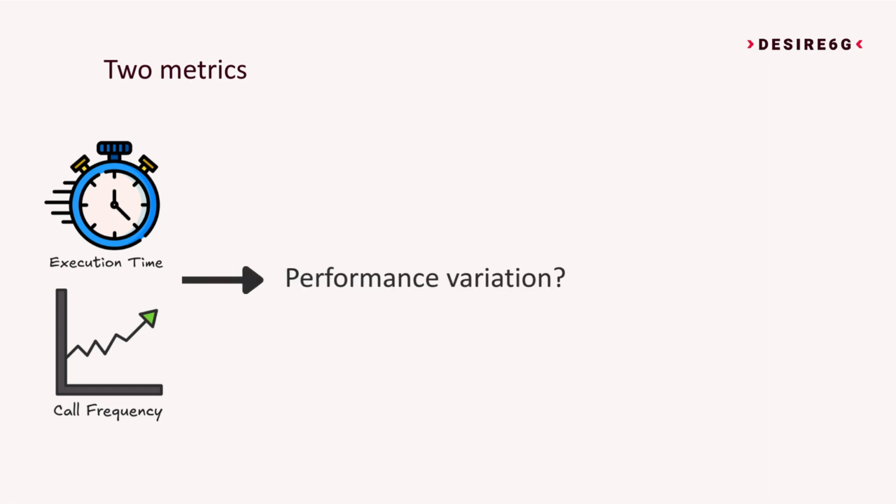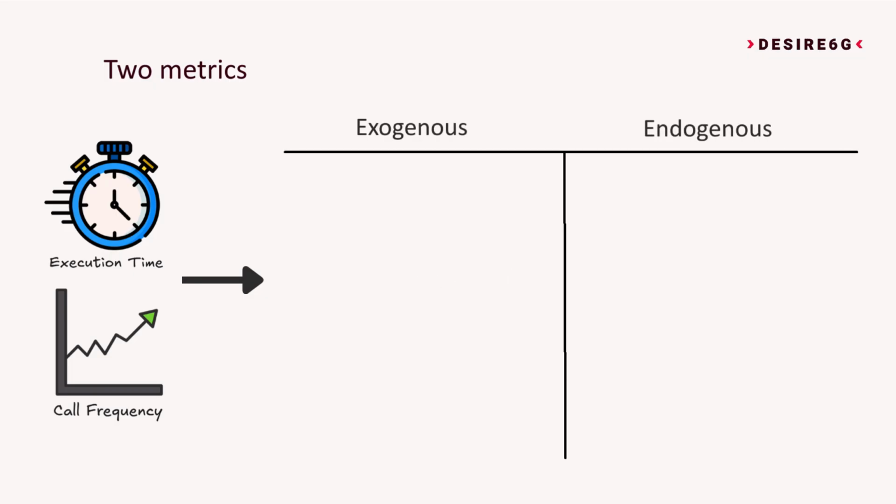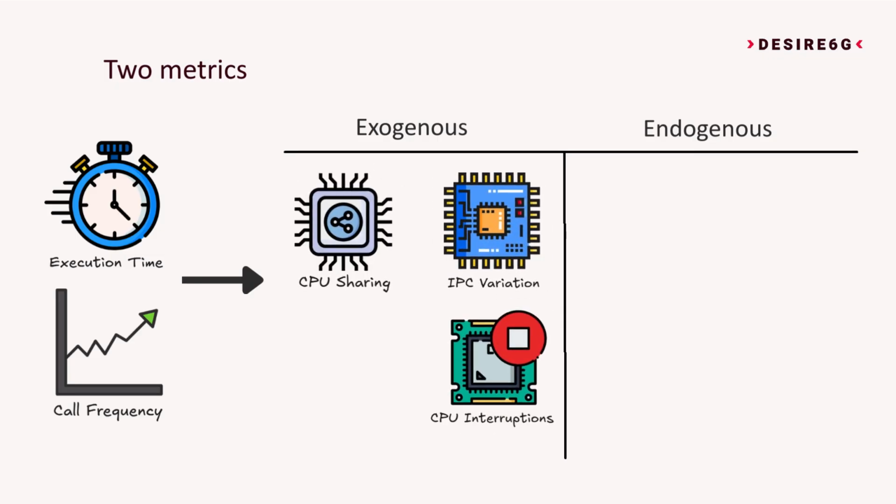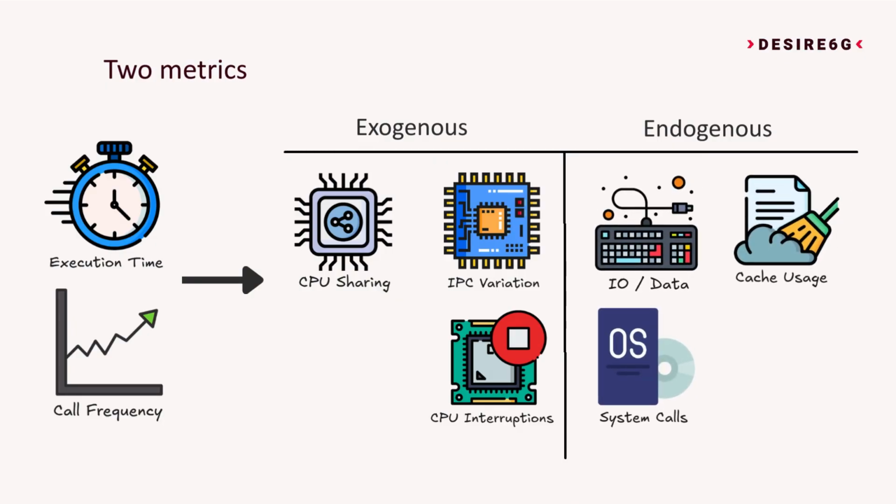Now, let's take a closer look at what can actually cause these values to change during a program execution. We can broadly categorize these influences into two groups. Exogenous factors are external to the program and depend on the execution environment. These include CPU sharing with other processes, variations in instructions per cycle, and CPU interruptions. Endogenous factors are internal to the program or come from its interaction with the operating system. These include I/O and data operations, cache usage, and system calls. All of these factors can cause visible changes in our performance metrics. Pinpointing every individual cause would be very difficult, so instead we use both execution time and call frequency to distinguish between these two broad categories.